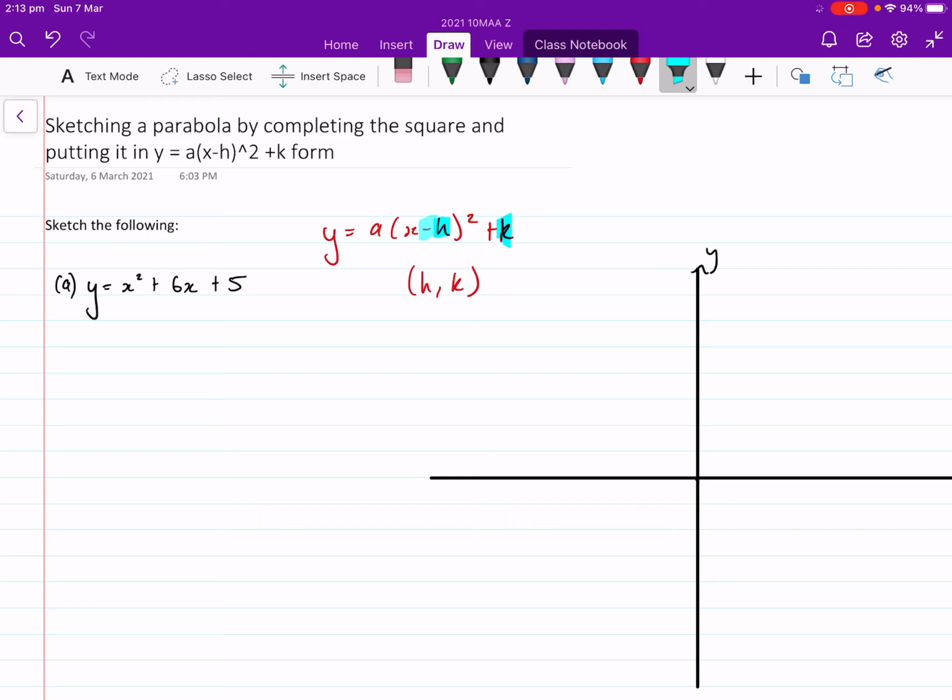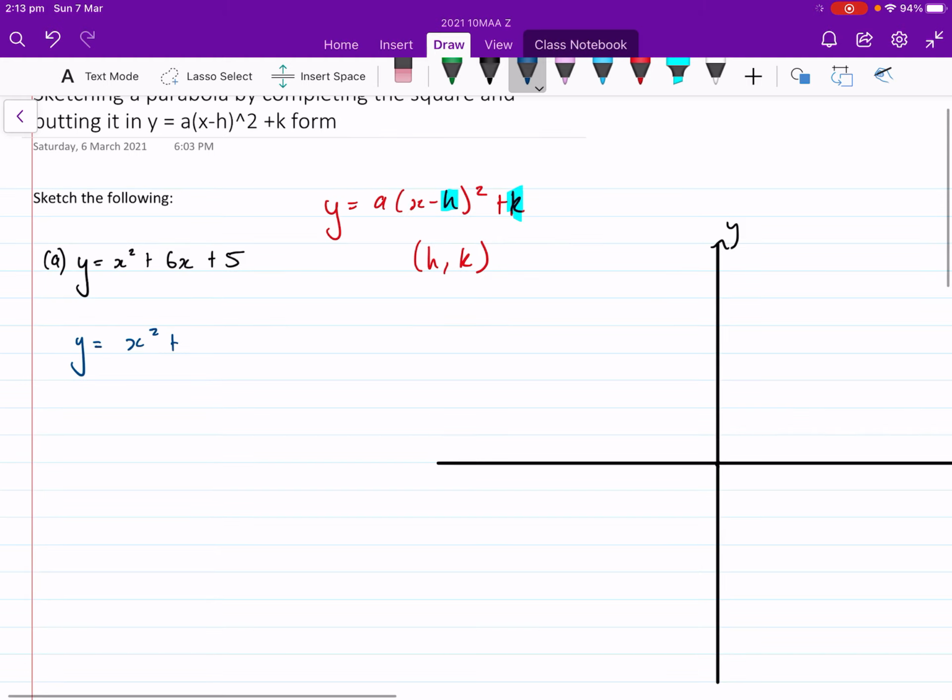So here, let's complete the square on this very first example. I've got y equals x squared plus 6x plus 5. So here what I'm going to do, y equals x squared plus, now I've got 6x. What I need to do is look at the coefficient of the x to the power of 1, or just the normal x, and I halve that coefficient, the number out the front. So here I'm going to have 3. I'm going to have to add that squared, and then I'm also going to have to subtract that as well.